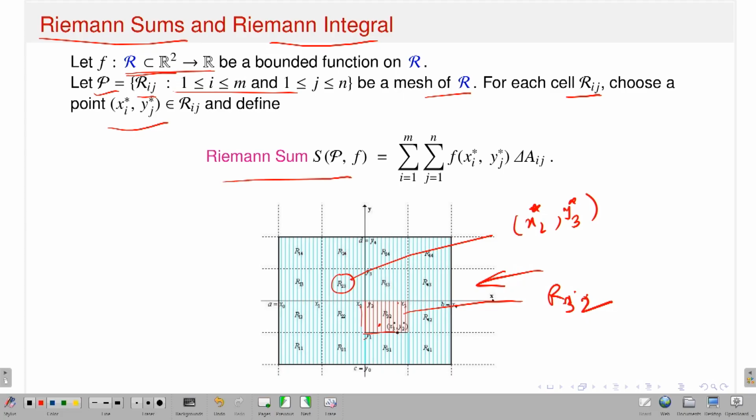What is that? The Riemann sum is nothing but this: you take the functional value at the point (x_i*, y_j*), the point you are taking from your cell R_ij, multiply by the area of this rectangle R_ij, and then sum it up, i from 1 up to n, j from 1 up to n.